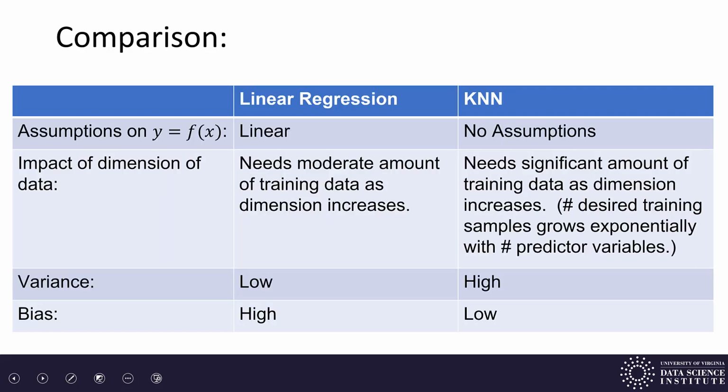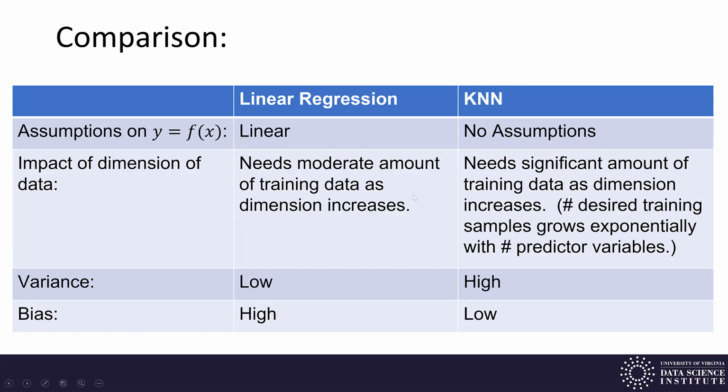Linear regression assumes that this relationship is linear. K nearest neighbors puts no assumptions on this function. So if your relationship is really linear, you'd expect linear regression to do better because it has that assumption built in. If it's not linear, you'd expect K nearest neighbors to do better. Next, the impact of the dimension of the data. Dimension here means the number of variables that we have in our predictors, or the number of features.